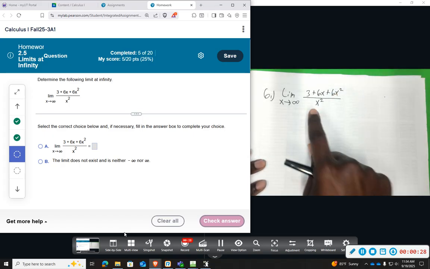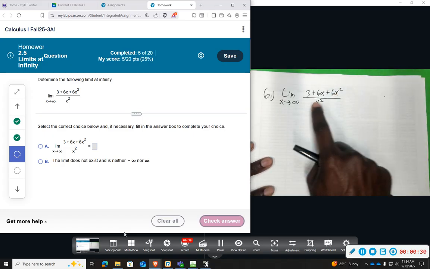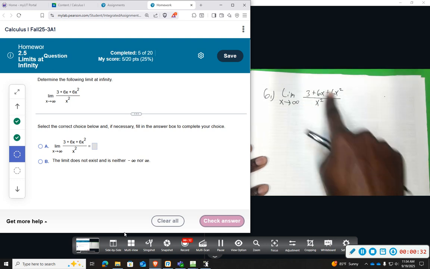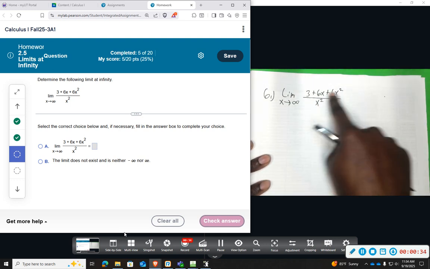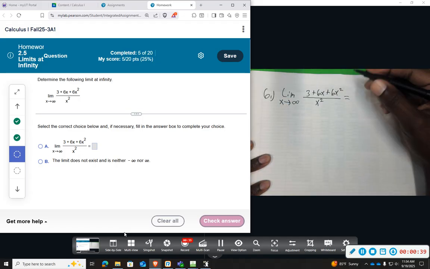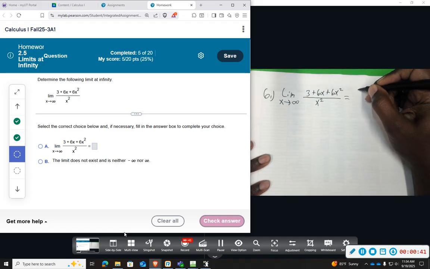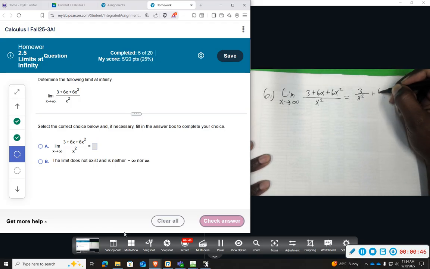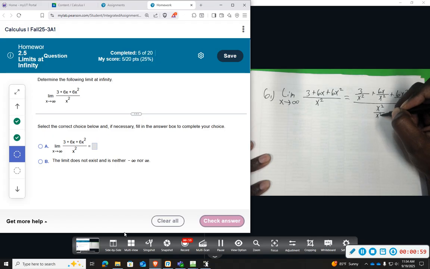Okay, so the key here, we want to focus on the denominator and the largest exponent here, and we want to see what's going on with this function. So we're going to divide each piece by x squared and see what's happening as x gets big. So we'll think about this as 3 over x squared, 6x over x squared, and then 6x squared over x squared. And then we have x squared over x squared.